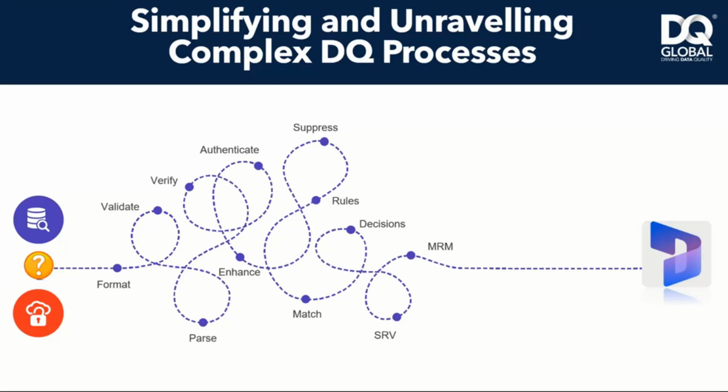Could we enhance the data in some way, shape, or form as a record? Could we suppress the record because it's not correct anymore and maybe someone's died or gone away? Could we match them to find duplicates? Could we apply rules or decision trees? And then finally, should we master data across multiple systems so that we do master record management, otherwise known as MDM, master data management?